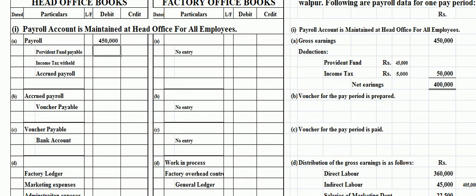Friends, the deductions are provident fund payable of 45,000 rupees and income tax withheld of 5,000 rupees, and accrued payroll is 4 lakh rupees here. Friends, this is the first entry to pass entries against the payroll here.